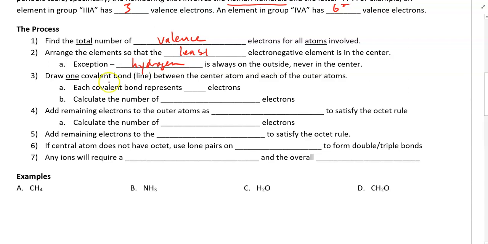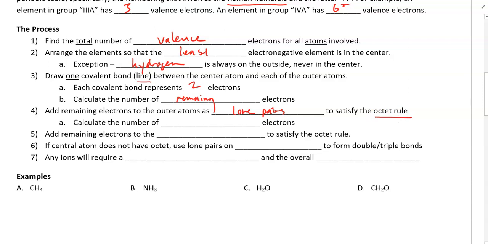Draw one covalent bond, which looks like just a line, between the center atom and each of the outer atoms. Each covalent bond represents 2 electrons. If you remember, that's a shared pair of electrons. And then step 4, calculate the number of remaining electrons, and add remaining electrons, if there are any, to the outer atoms as lone pairs to satisfy the octet rule.